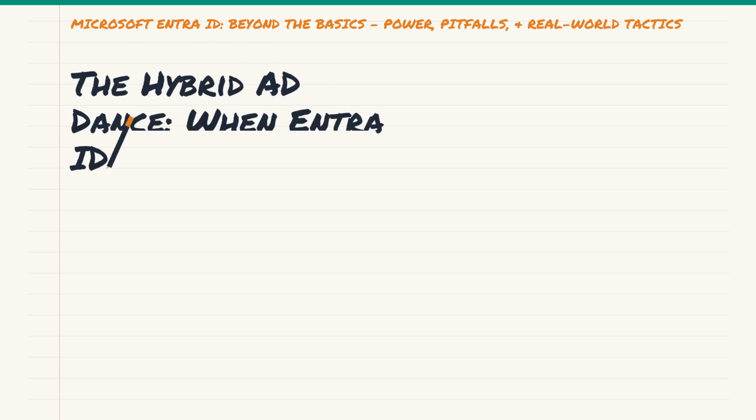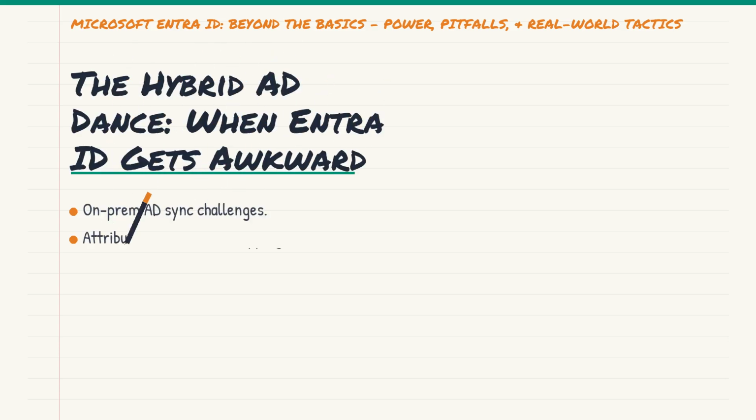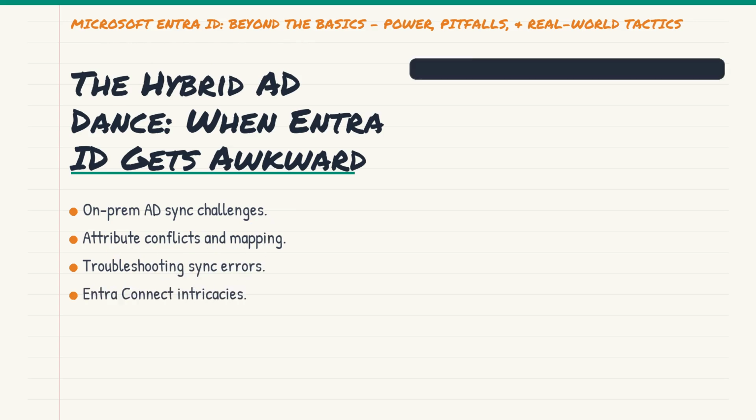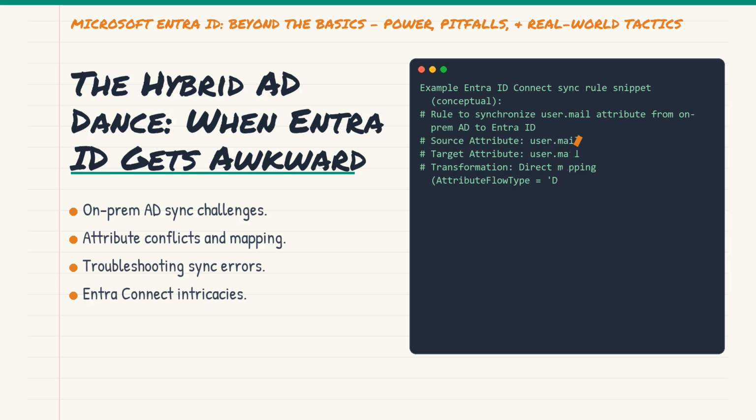Hybrid environments. The classic IT challenge. If you've got a significant on-premises Active Directory footprint and you are trying to integrate it with Entra ID, it can get interesting. Tools like Entra ID Connect are designed to synchronize identities, but managing those sync rules, dealing with attribute conflicts, and ensuring smooth pass-through authentication or federation can be a real headache. Sometimes, custom scripts or third-party tools are needed to bridge the gaps.